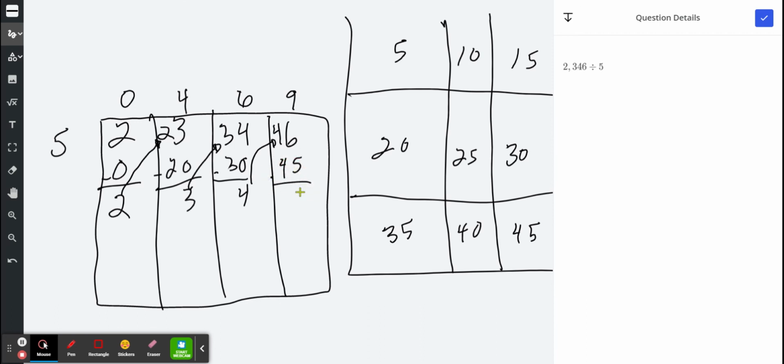Now, don't forget about this last one. The difference there is just 1. That is what becomes your remainder. So the answer here, the way that you would write it, is you're putting all these together. So 469 with a remainder of 1. Whatever's left there, there's nowhere to put it. That becomes your remainder.